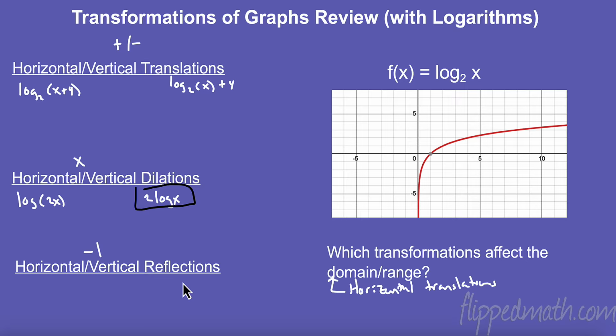So let's start with vertical reflections. That would be on the outside. Anything on the outside is vertical. So negative log base 2 of x, for example, right? A vertical reflection flips it upside down, correct? So all these values are going to be flipped upside down. So let's take a look. This value is going to stay the same, but instead of going over 1, up 1, I'm going to go over 1, down 1, right? Instead of going then over 2, up 1, I'm going to go over 2, down 1. So now you can see my graph is flipped like that, isn't it?